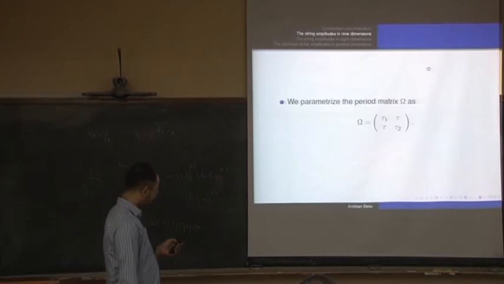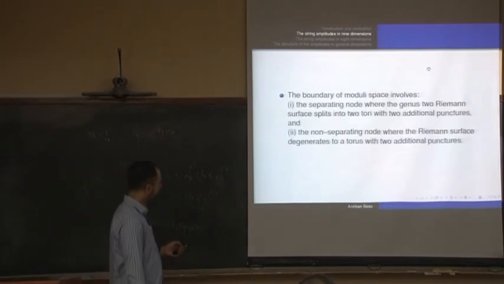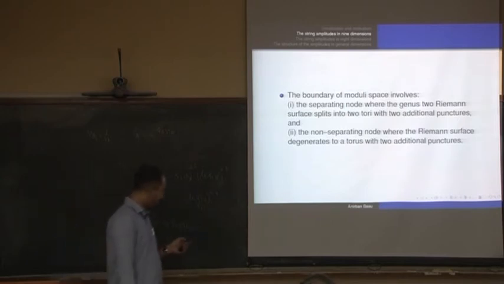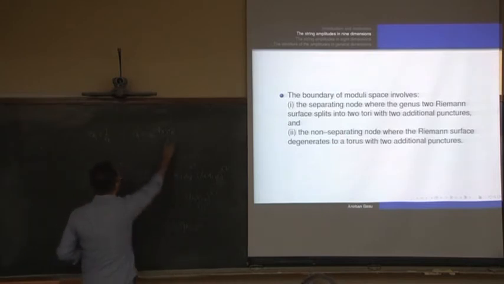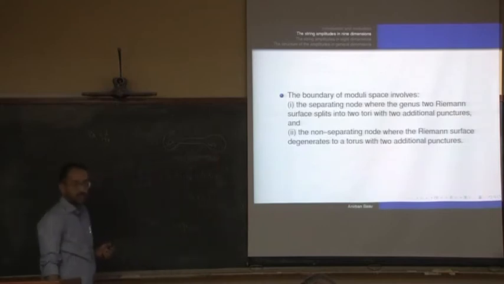To see why it is neglected, we parameterize the period matrix in terms of this. And then the boundary of the moduli space has two components. And of course the third component is the trivial intersection of these two. These are two divisors. One is a separating node, when the genus 2 Riemann surface splits into two tori with two additional punctures. It separates this way, and at the end we are left with the two tori, each with a puncture. This is the separating node.